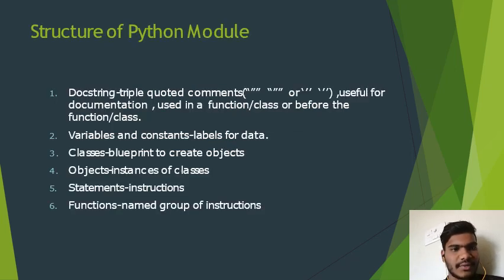Structure of a Python module. Docstring: triple-quoted comments, useful for documentation, used in a function or class, or before the function or class. Variables and constants: labels for data. Classes: blueprints to create objects; objects are instances of classes. Statements: instructions. Functions: named groups of instructions.